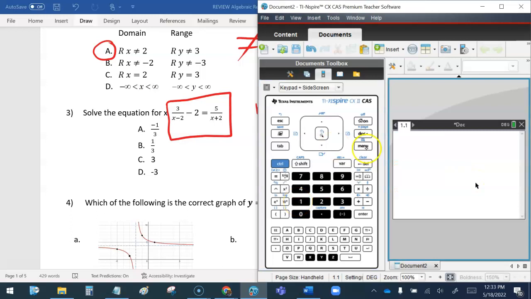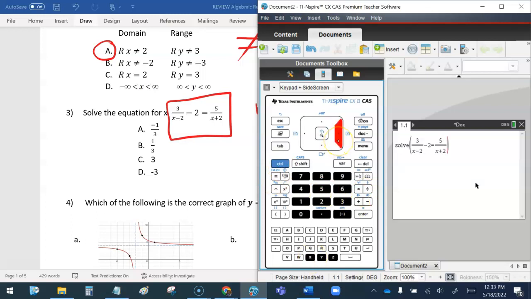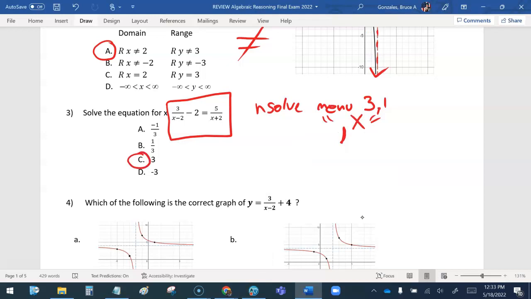okay, menu 3, 1, and just start typing 3, control divide, x minus 2, go to the right, minus sign 2, equals 5, control divide, x plus 2. If you hit enter, it's going to give you an error. You have to put comma x, whatever the variable is. Okay. All right, and we get -4 or 3. I think on yours it might just say 3. So there you go.